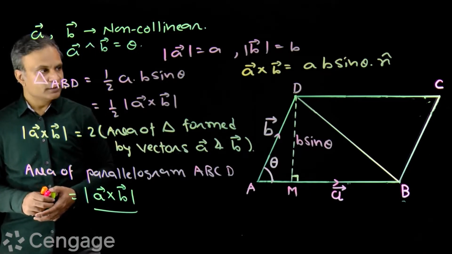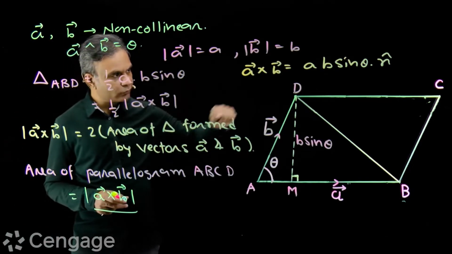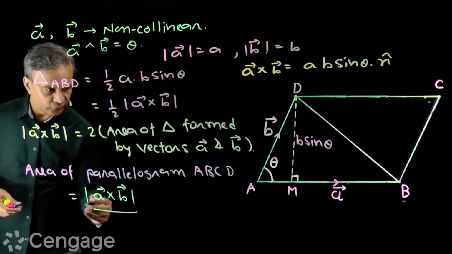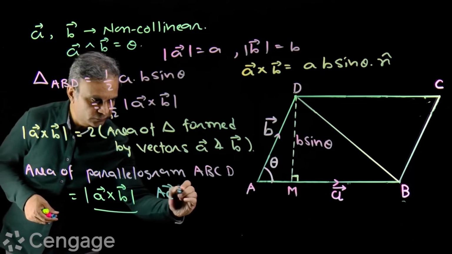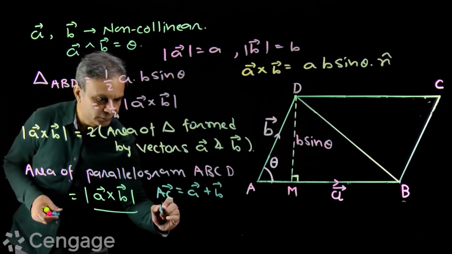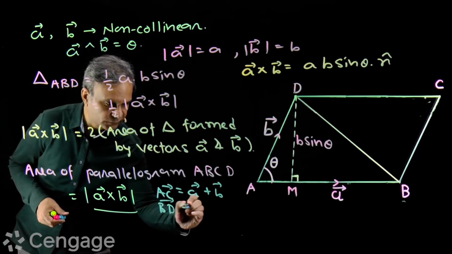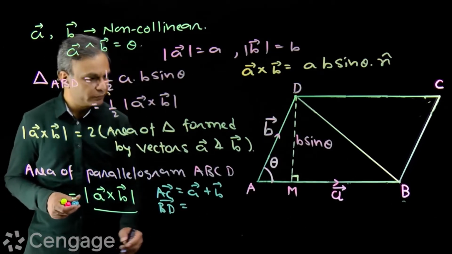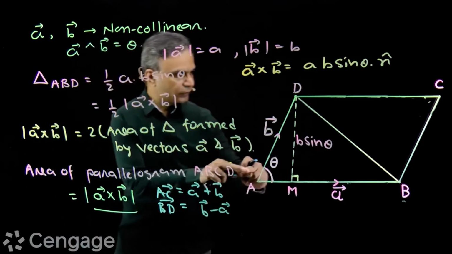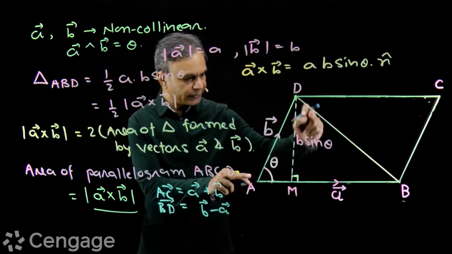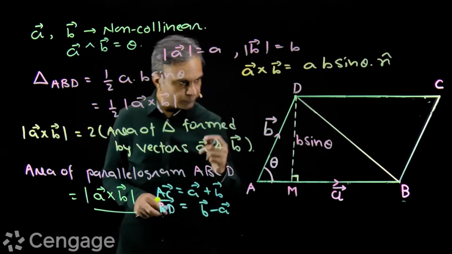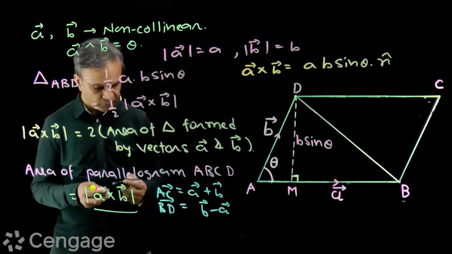Now in this figure, what will be the diagonal vector AC? Diagonal vector AC will be A plus B. And what will be vector BD? Vector AB plus BD is AD, so we have vector A plus BD is equal to B. So vector BD will be B minus A.